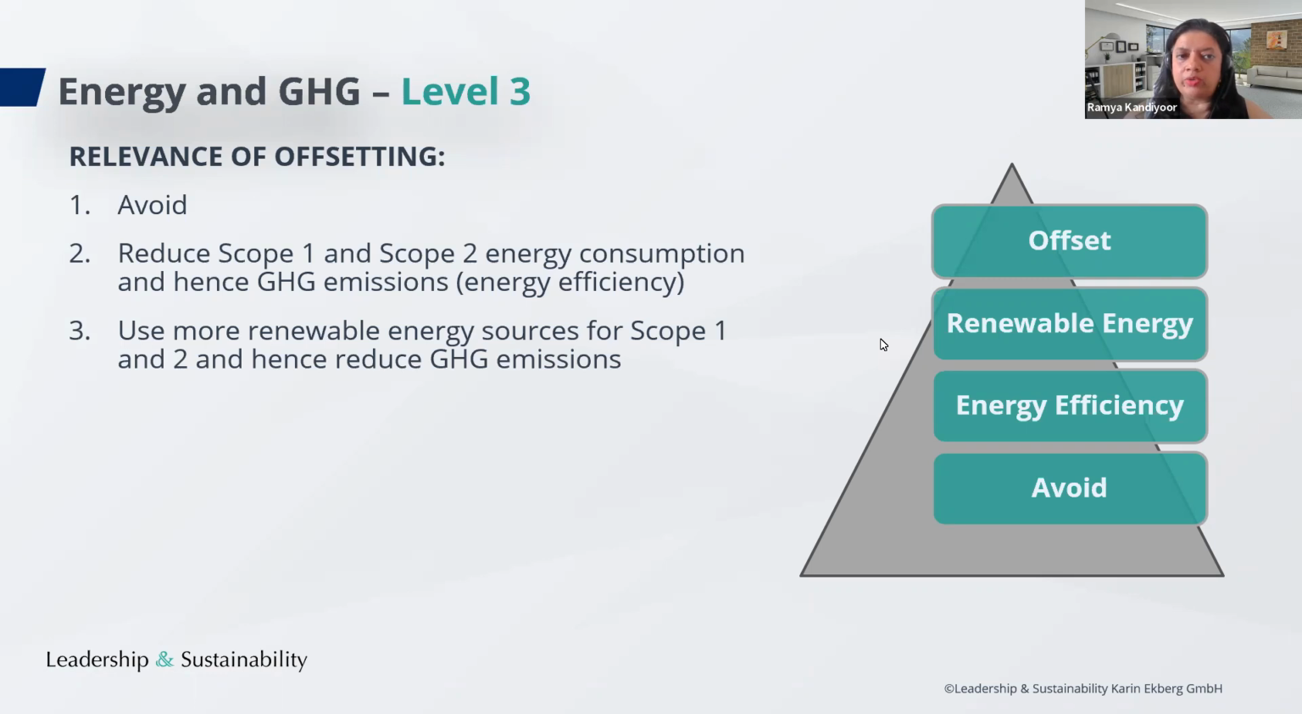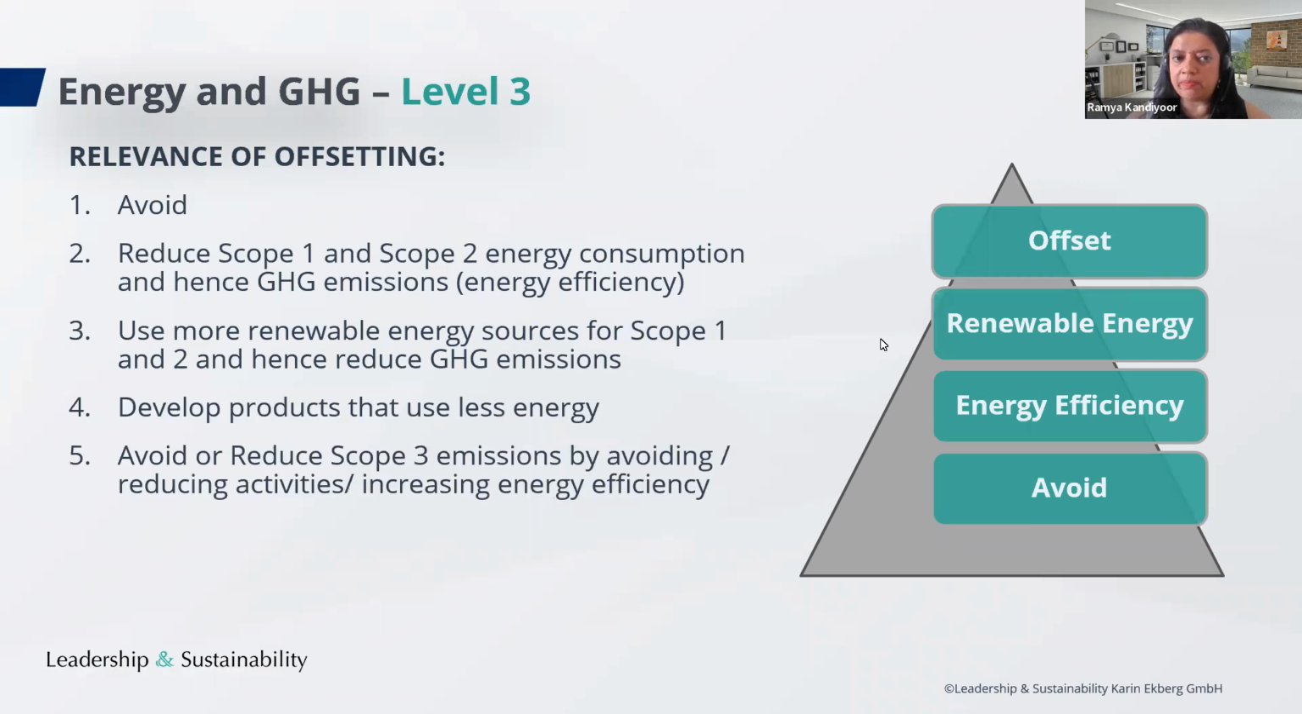Use more renewable energy sources for your scope 1 and 2, and thus reduce your GHG emissions. Develop products that use less energy. Avoid or reduce your scope 3 emissions by avoiding those activities which are contributing to your GHG emissions, or it could also be by increasing your energy efficiency. Use more renewable energy sources for your scope 3.